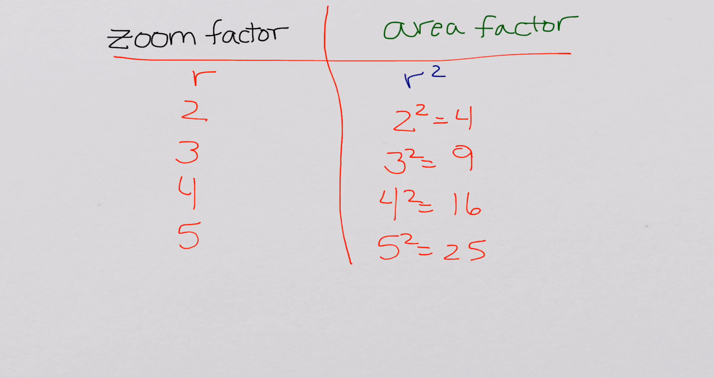And remember, the area factor is what you multiply by to get a larger similar shape or a smaller similar shape, okay? Same thing with the zoom factor. It's what you multiply by to either get a bigger shape or a smaller shape for their side lengths. So zoom factor is for side lengths, area factor is for the area. Both of them are numbers and ratios that you multiply by to change from similar shape to similar shape.